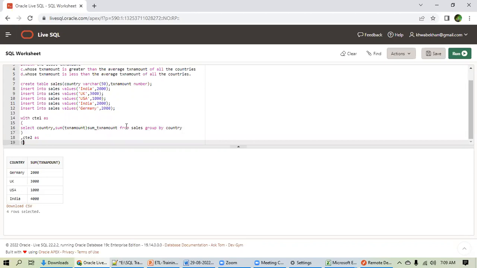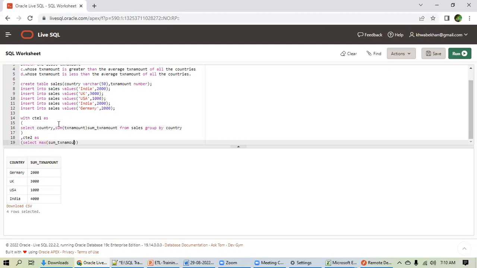Select max of sum of transaction amount. You want to find the maximum of this sum of transaction amounts. So I write maximum of sum of transaction amount.